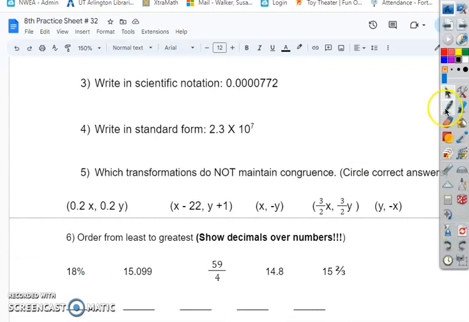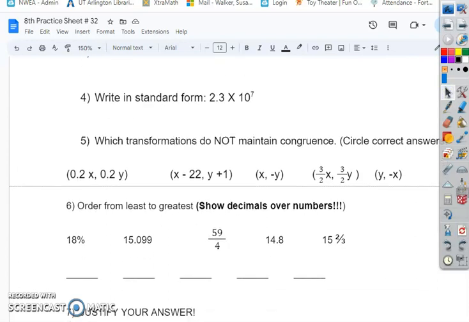Okay. Number 5, which transformations do not maintain congruence? So, the ones that do not maintain congruence, remember they have an x and a y, okay? So that is everything else you're going to x out, okay? If you have a number in front of the x, number in front of the y, that maintains congruence.